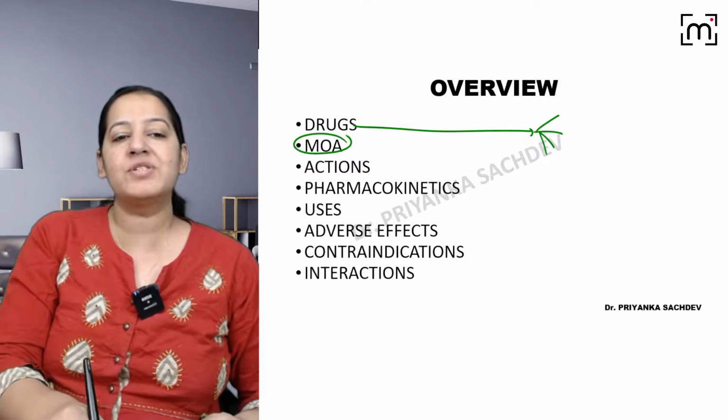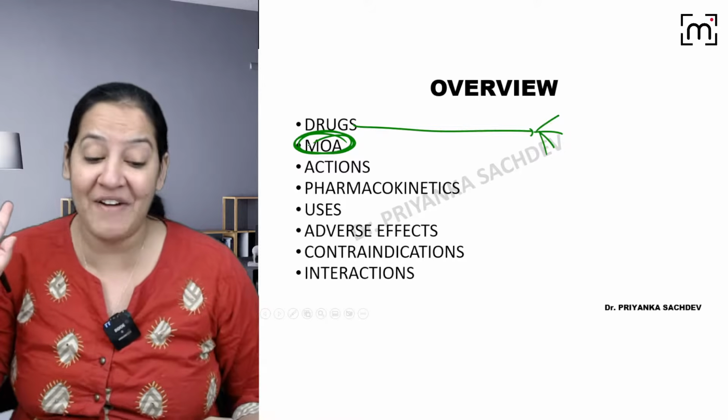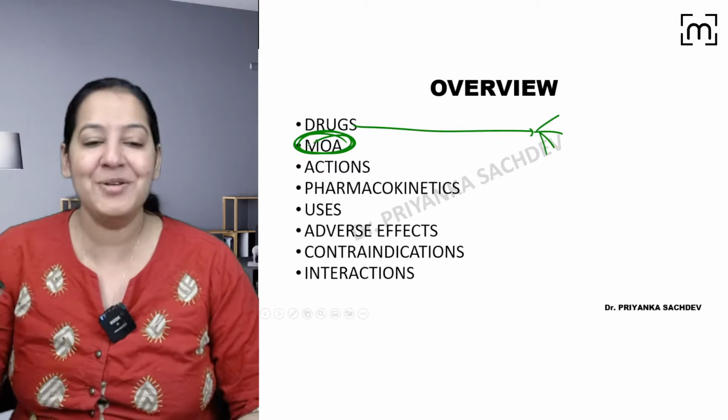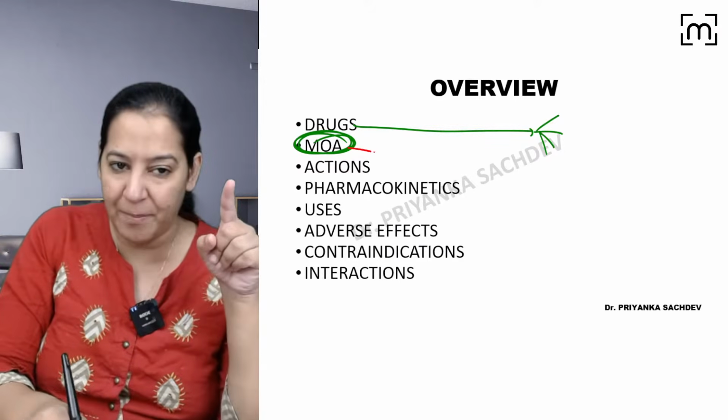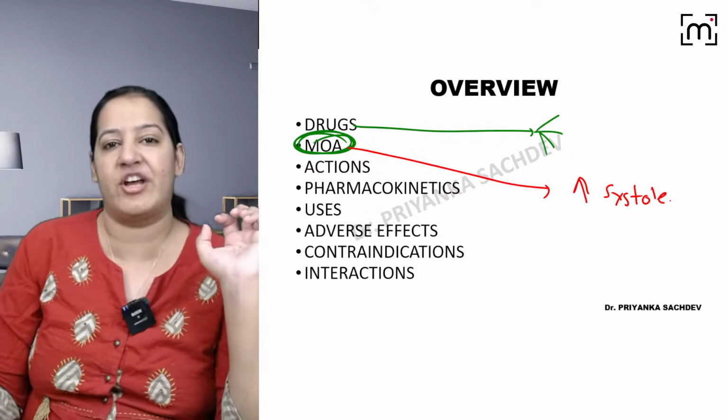Let me tell you the most important thing, that is mechanism of action. The mechanism of action of inotropic drugs. So basically, I taught you that inotropic drugs are the drugs which increase the systole. They are increasing the force of contraction of the systole.